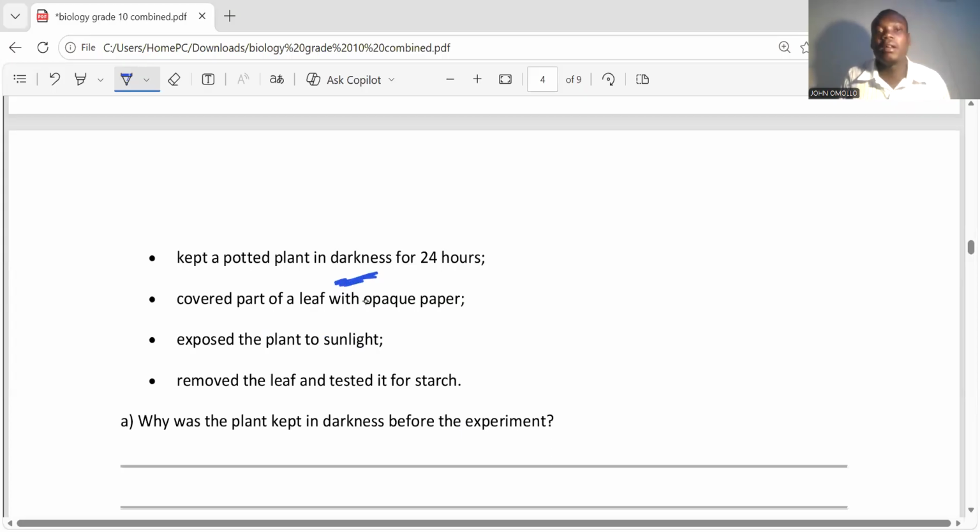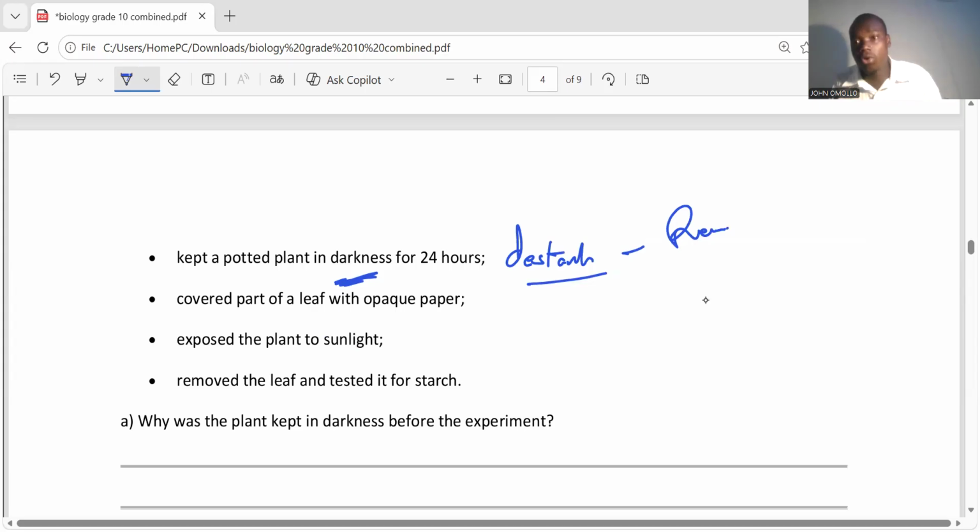So keeping it in darkness for 24 hours is to destarch the leaf. So it means we are removing any available glucose in that particular leaf. Are you getting my point? In the dark, there is no light and there is no accumulation of glucose or starch being formed. But when it is taken to the light, there is accumulation. Expose the plant to sunlight, accumulation now of glucose, or of starch.